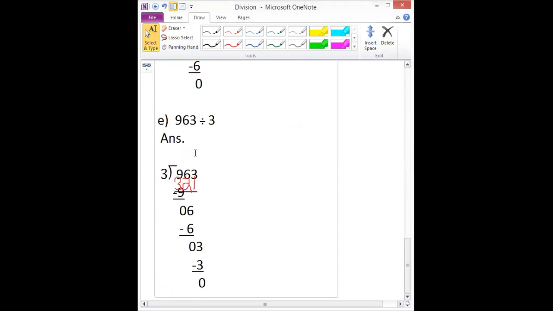So this is 963 divided by 3. You write 9, 6, 3 inside and divide by 3. First you will divide 9 by 3, then 6 by 3, and then 3 by 3. Because there are 3 digits, you will divide 1 by 1.